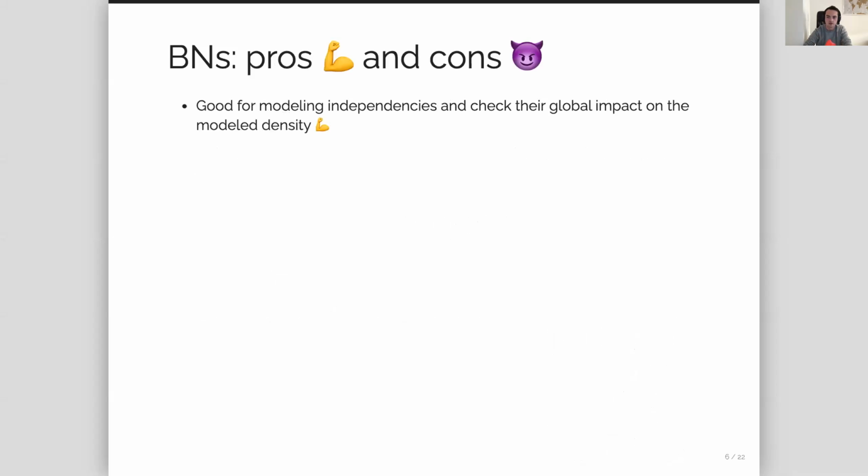These models have good and bad sides, of course. One good side is that these models are good for modeling independencies, as I said, and checking their global impact on the model density. They're often used to reason about problems and even in real-world applications. So they are really used. This kind of model can be good for theoretical reasoning, but they're also used in real applications if we take the time to model the different conditional probability factors.